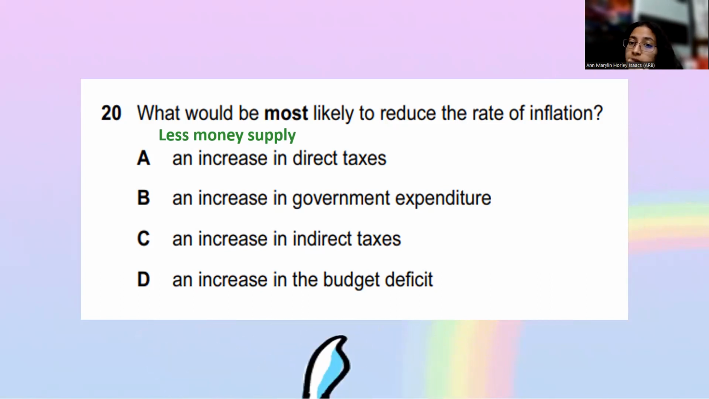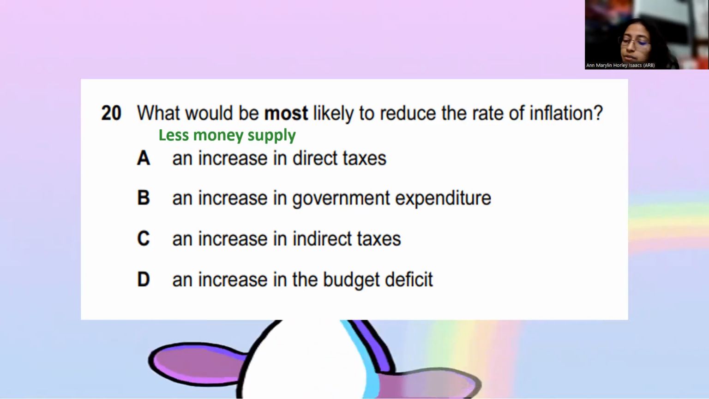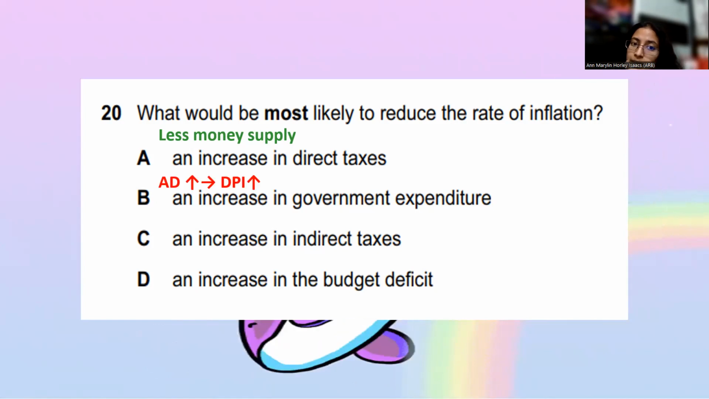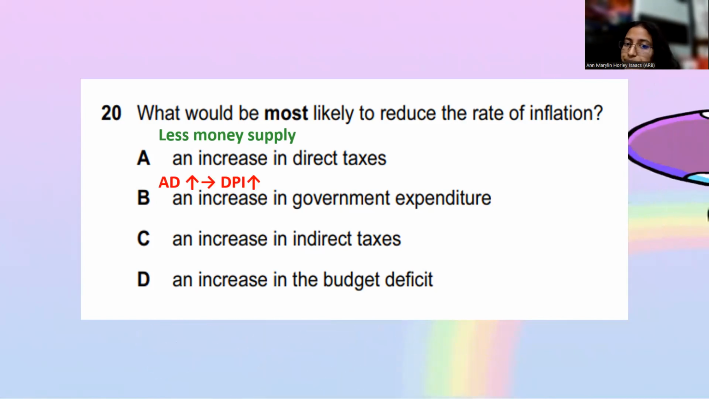So if there's an increase in government expenditure, that's going to be releasing more money into the economy, and that's going to increase the rate of inflation. If you see down here, I put aggregate demand goes up and therefore demand pull inflation goes up. An increase in indirect taxes.